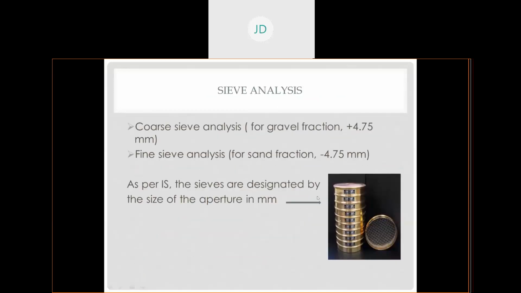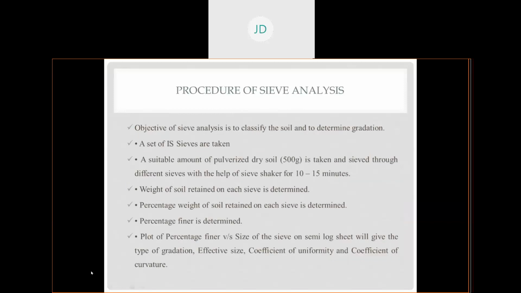After arranging these sieves, the soil sample should be poured on the top of the sieve. This whole sample will be poured on the top, and then it will be shaken, manually or with a mechanical apparatus. You have to shake for 10 to 15 minutes. The suitable amount of pulverized dry soil sample is taken and sieved through different sieves with the help of a sieve shaker for 10 to 15 minutes. A sieve shaker is a mechanical apparatus to shake the sieves, or you can also do it manually.